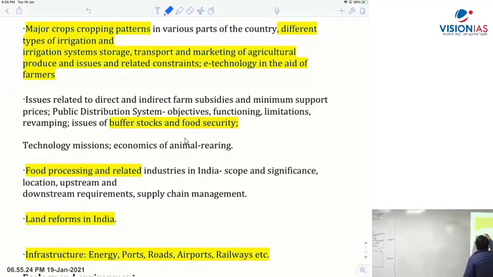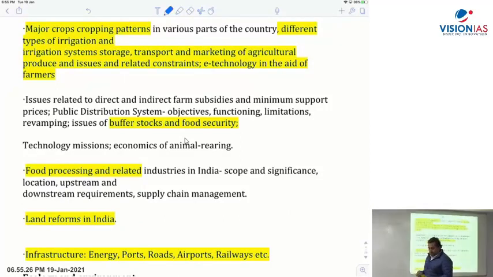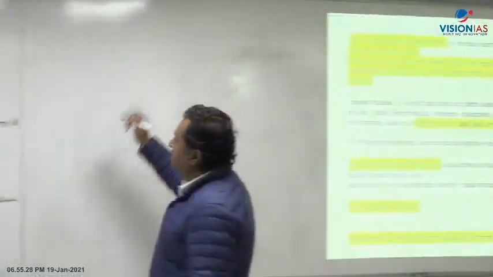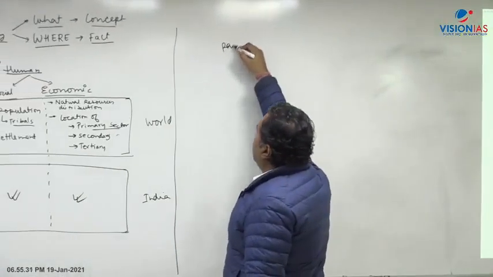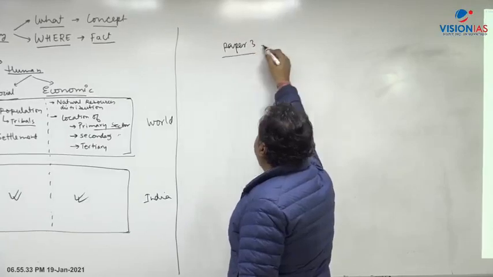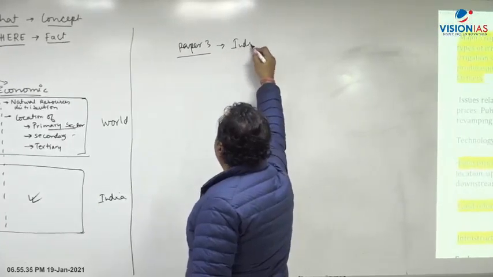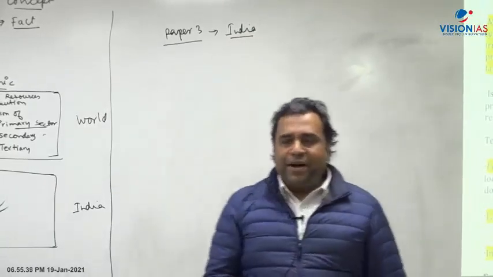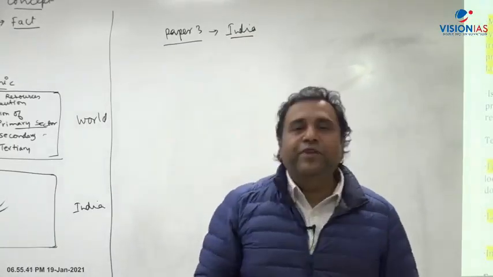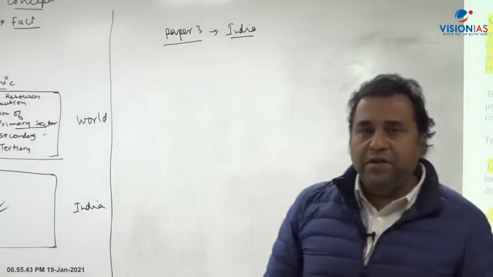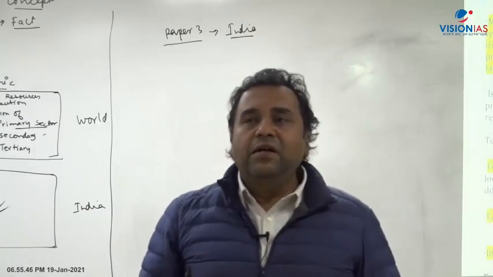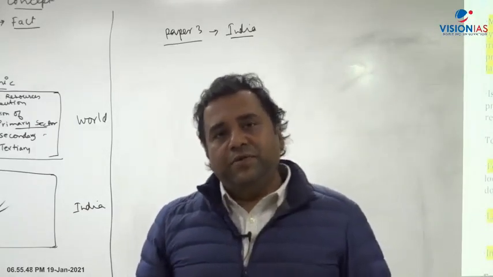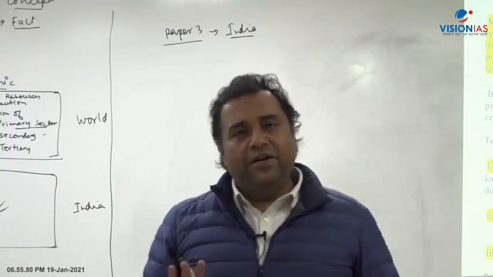Now, please see. This paper 3, by the way, your paper 3 is about what? When you see the paper 3, paper 3 is mainly a India paper. It is mainly a India paper. Keep that in mind. Mainly. Apart from ecology environment, which is also related to India, broadly most of the questions in ecology environment they ask are also related to India. And science and technology also, most of the questions they ask are generally related to India.